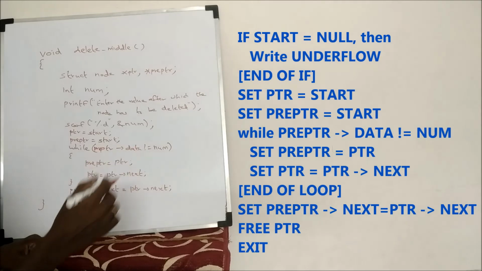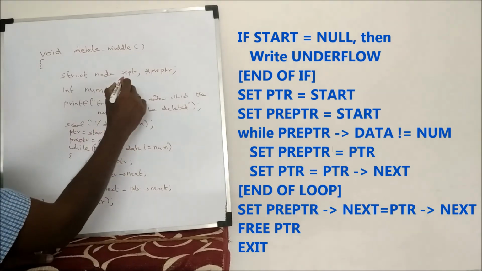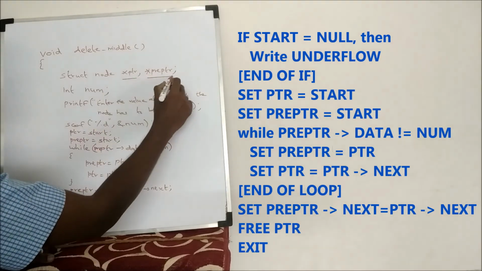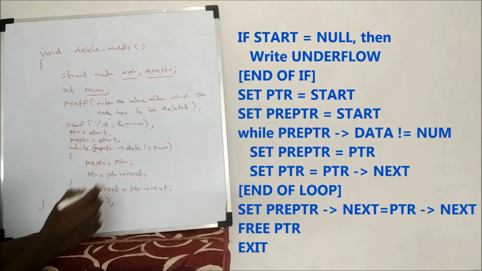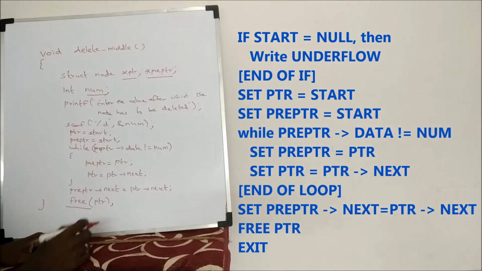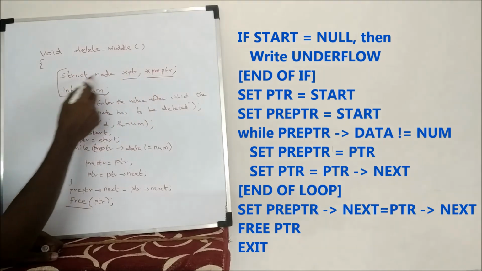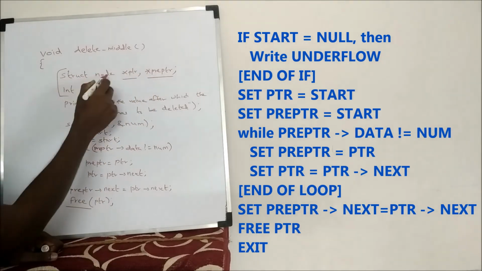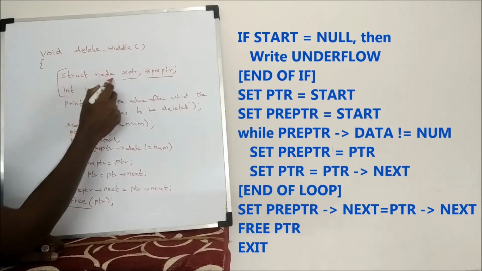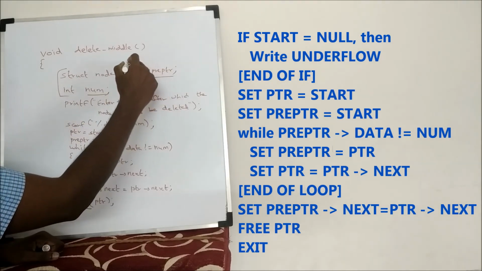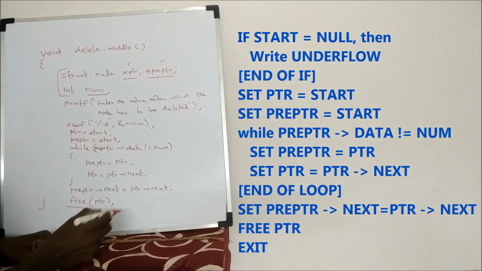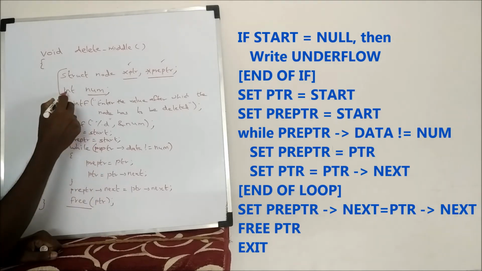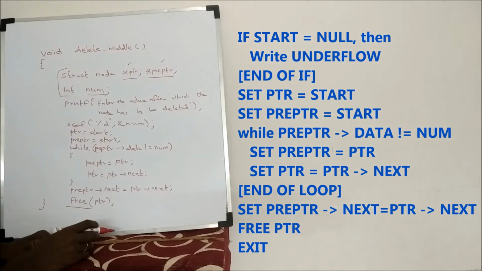In that algorithm there are 3 variables we have used. One is ptr, the next one is pre-ptr, and another one is the variable called NUM. First we declare these variables with their appropriate syntax, because ptr and pre-ptr are both pointer variables of the structure struct node. So we declare like this: struct node star ptr comma star pre-ptr. This is the first pointer variable, this is the second pointer variable. There is one more variable called NUM, that is an integer, declared as int NUM.